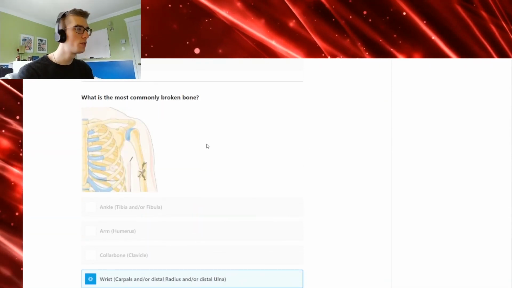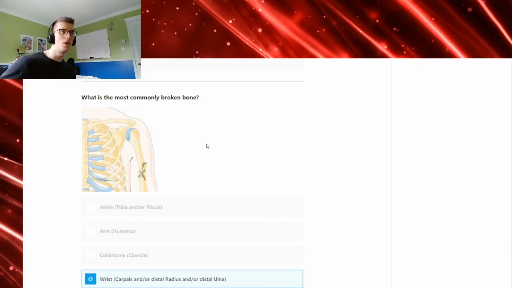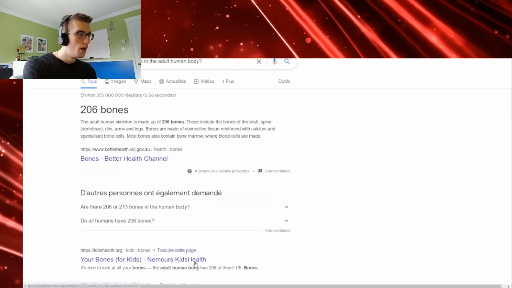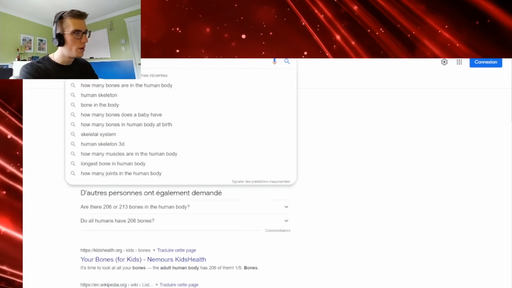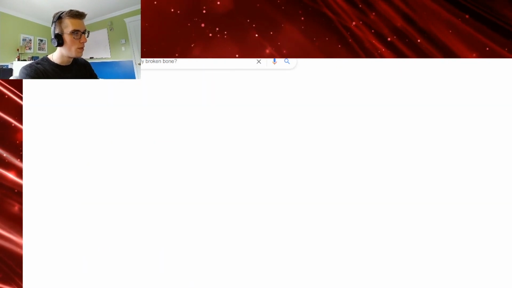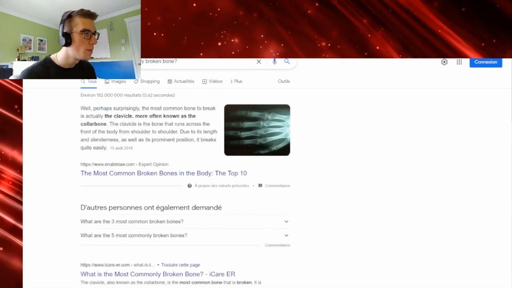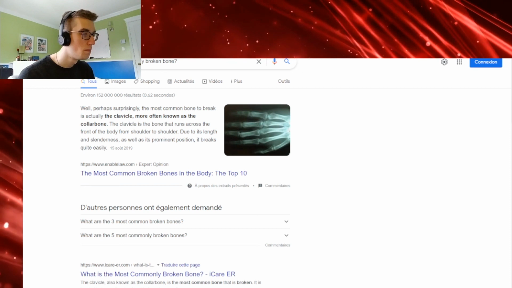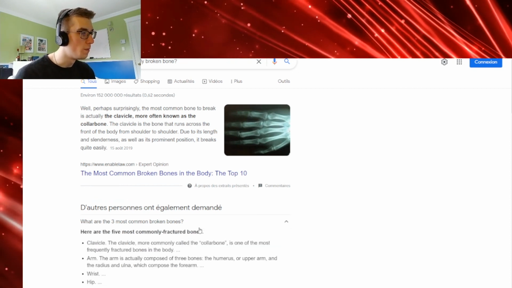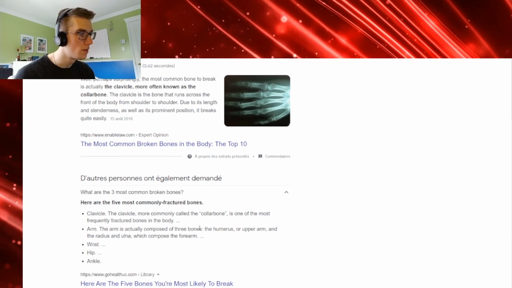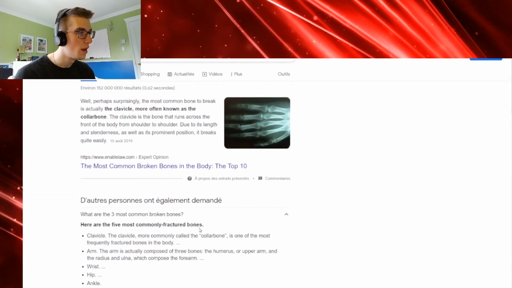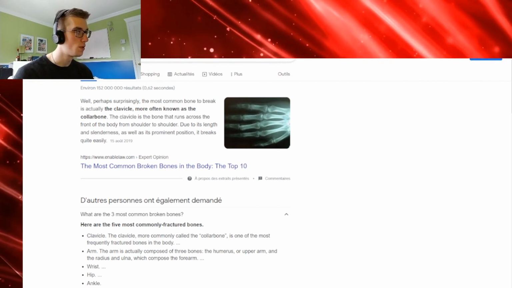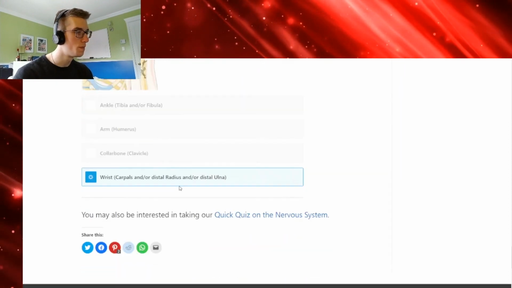What is the most commonly broken bone? On that one, I think it's different for some people. That's a good question. Pretty sure it's the wrist. It depends on the website. They say perhaps surprisingly the most broken bone is actually the clavicle, more often known as the collarbone. I didn't know. Clavicle, arm, wrist, ankle. So the clavicle would be the bone that breaks the most. Good to know. I was sure it was the wrist.